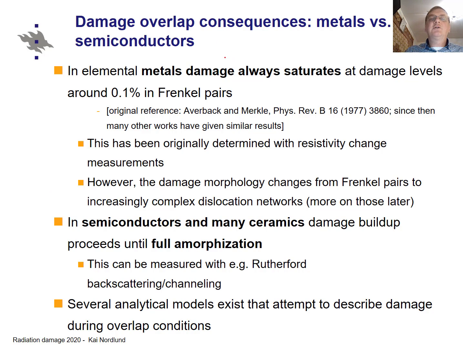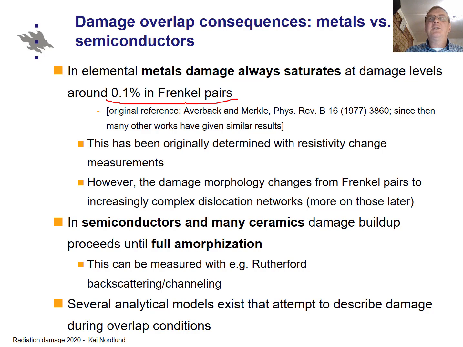For damage overlap, the key thing to know is that elemental metals behave very differently from most other materials. In elemental metals, damage saturates. Even if you keep irradiating an elemental metal forever, unless you start having impurity effects, you will never fully destroy the metal. Instead, you get saturation around 0.1% in Frenkel pairs. This 0.1 is not a very precise number; it's an order of magnitude estimate, but it is roughly the right order from many experiments.